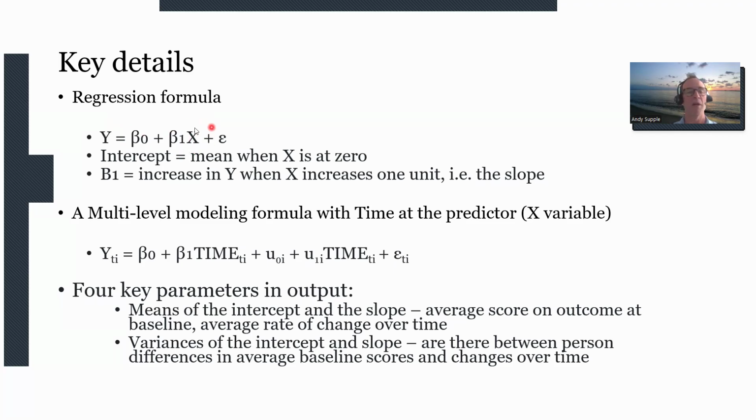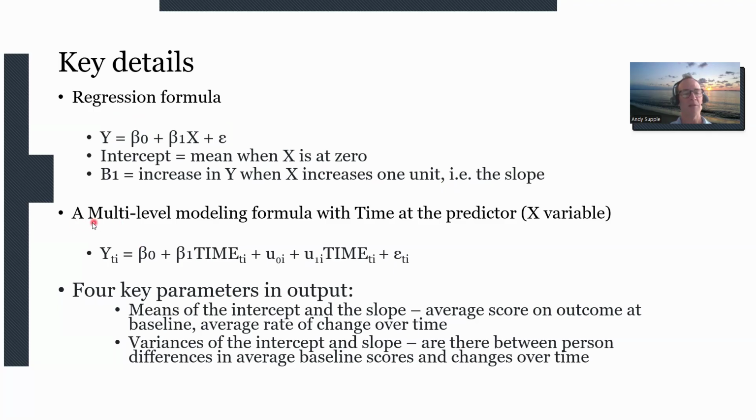Generally speaking, what you get in an output here would be an intercept, the mean when the x variable or all the variables are at 0. And then beta 1 in this case is going to be the increase in y when x increases 1 unit, which is what's called a slope. And then you have a residual, which basically captures the fact that most people's estimated value for y is not exactly the same as their actual outcome score.